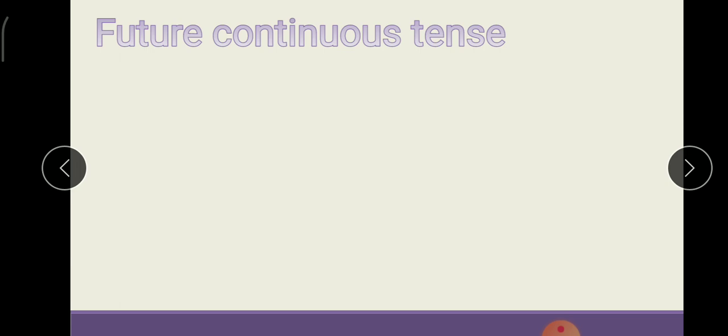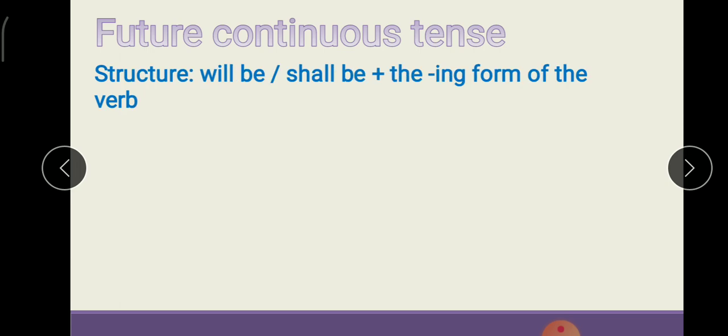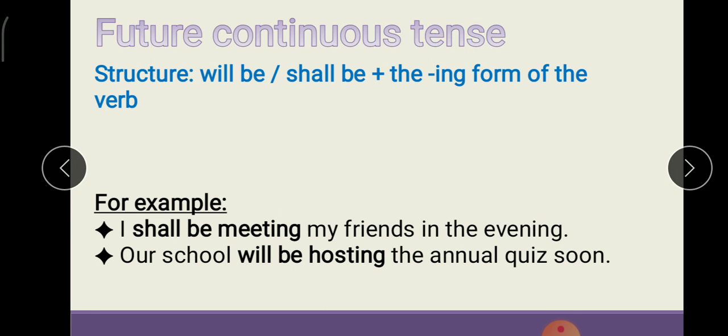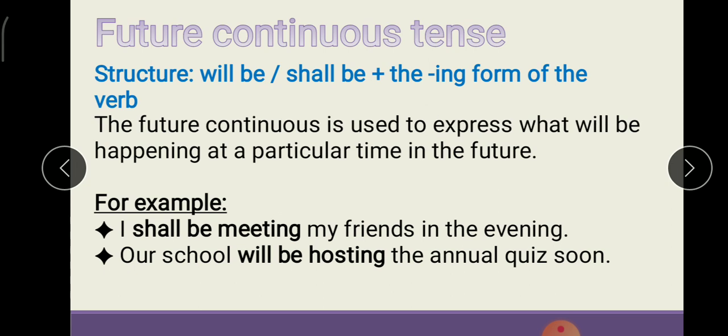Future continuous tense. Structure will be or shall be plus the ing form of the word. The future continuous tense is used to express what will be happening at a particular time in the future. For example, I shall be meeting my friends in the evening. Our school will be hosting the annual quiz soon.